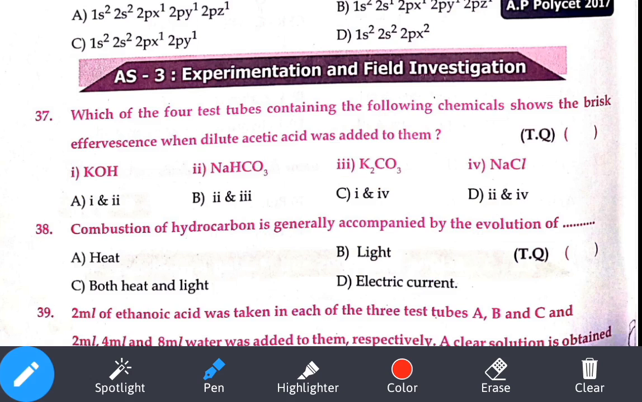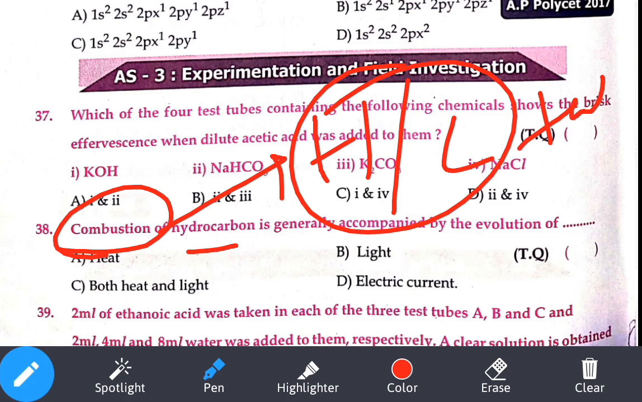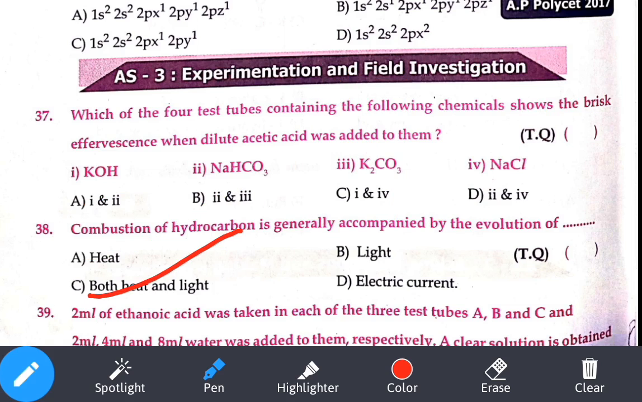The combustion of hydrocarbon is generally accompanied by the evolution of what? When you burn, combustion. When you do combustion, you will get heat and light. Since it is a hydrocarbon, along with carbon dioxide and water, we can say both heat and light.